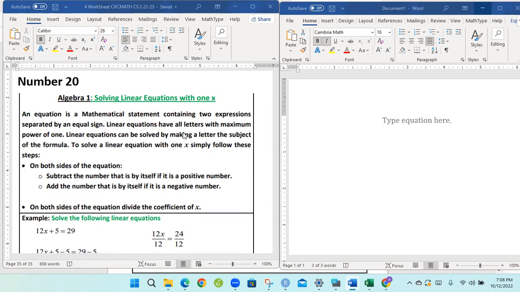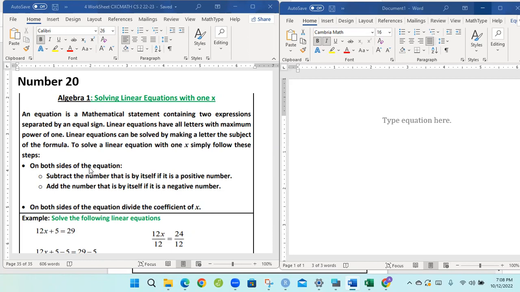Linear equations have only letters with maximum exponent, maximum power, of 1. So if you see any letter and you don't see any exponent, that's a linear equation, because the maximum power is 1. Linear equations can be solved by making a letter the subject of the formula or the subject of the equation. To solve a linear equation with 1x, simply follow these steps.